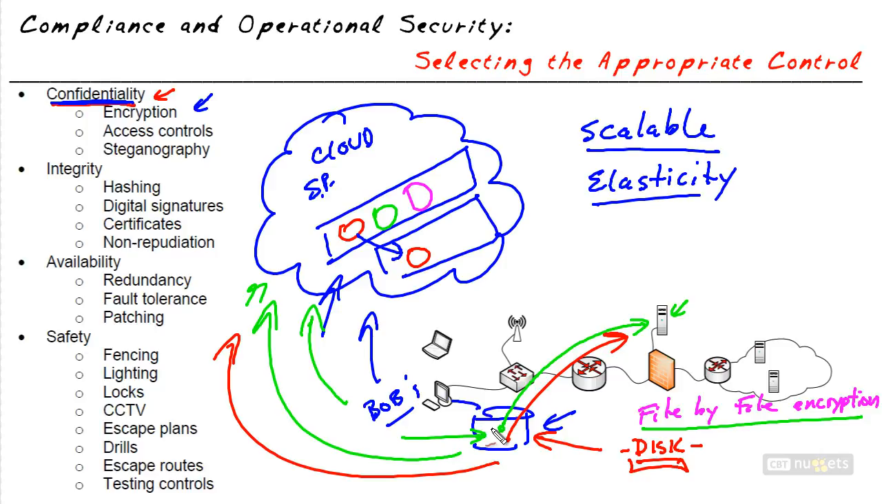So I suppose the next question is, could we use both? And the answer is absolutely yes. We could have full disk encryption, and then once we've accessed that disk and we start working with the files, we could then also, if we wanted to, encrypt each and every file. And a lot of that depends on the sensitivity of the files and systems that you're dealing with.